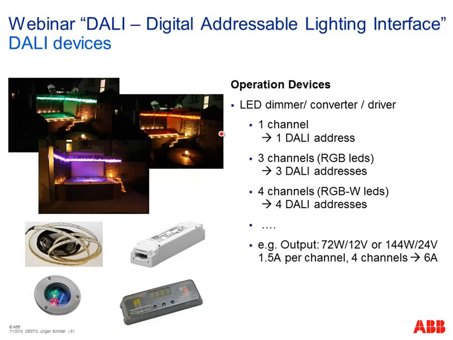If you want to have colored light, like here in this example in the outside area, then we have here the LED strip. In the LED strip, we have red, green and blue LEDs. So this so-called LED driver needs 3 addresses. And there are also on the market some DALI devices or LED strips or lamps with up to 4 channels. Then we have red, green and blue and white as the fourth channel. Then for these special devices we need 4 addresses.